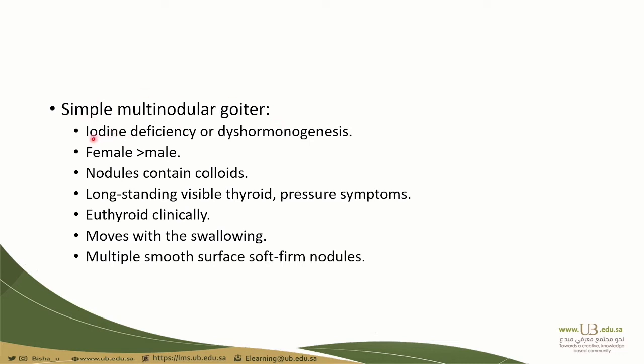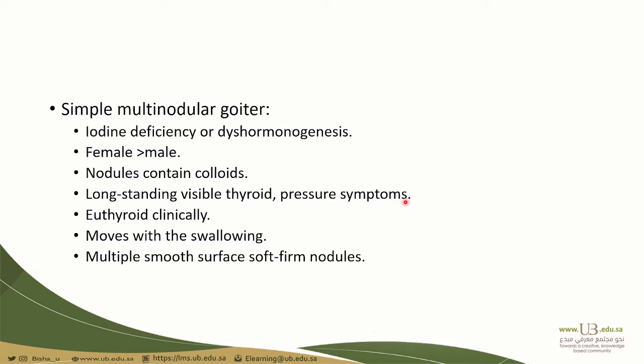Simple multinodular goiter, the most common etiology is the iodine deficiency or dyshormonogenesis, and this is genetic. Females are affected more than males. The nodules usually contain colloids because if the thyroid gland cannot form the thyroxine, the colloid will accumulate inside the nodule. Commonly, the patient will present with long-standing visible thyroid goiter, and some of them will have pressure symptoms because of the size, and it is related to the size.